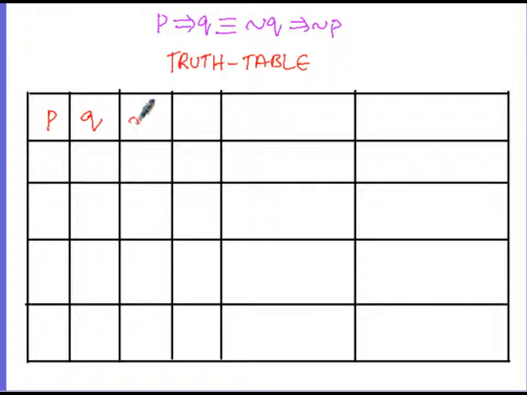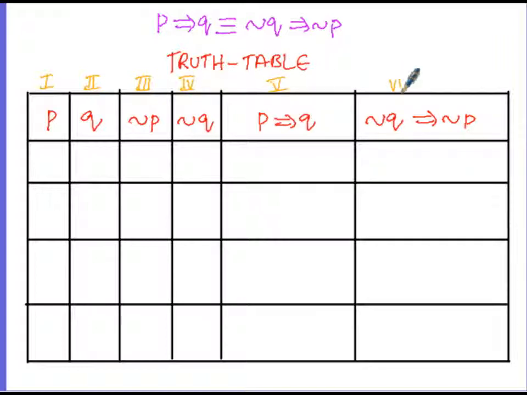So I want to find out the negation P first of all, then negation Q. Then we need P implies Q on the left hand side, and on the right hand side we need negation Q implies negation P. Then let us write the numberings. So here this is the first column, the second column, the third column, the fourth one, the fifth and as well as the sixth column.